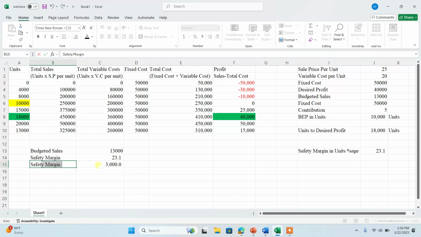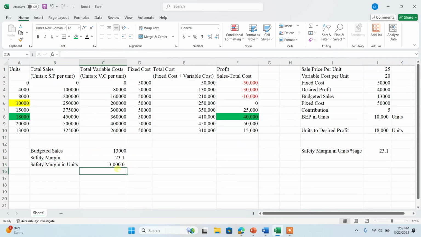This is called the safety margin in units. It means that if I produce less than this 3,000 below the budget, then I will be in loss. 23% of the budgeted sale is 3,000. If I produce 13,000 minus 3,000, which is 10,000, you can see this is the break-even point.